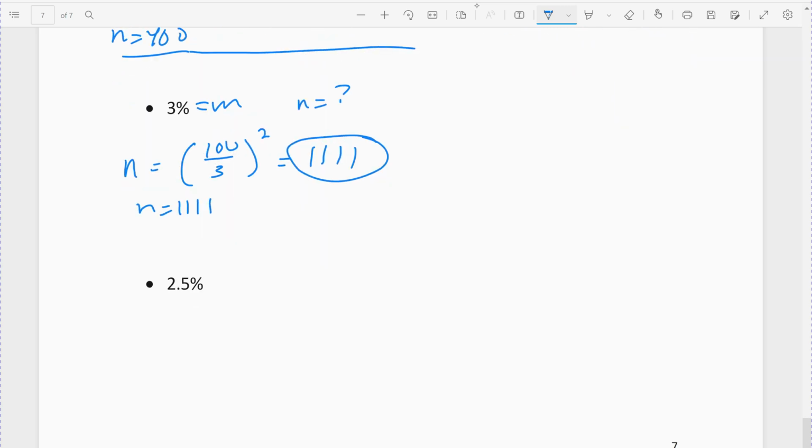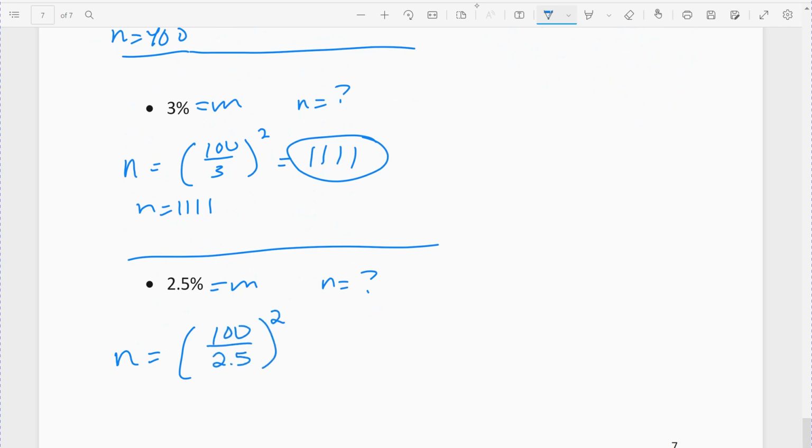All right, the last one, 2.5. Again, that's my margin of error, and I want to find my sample size. So my sample size is equal to 100 divided by the 2.5% error and squaring it. Same thing, I'm just going to type it all in one shot. Make sure you take the 100 divided by 2.5 in parentheses and then square it. 100 divided by 2.5 does come out nicely to 40, and if you just square 40, that's 1,600. So to get a 2.5% margin of error, you need to take a sample of 1,600 people to get that good of a margin of error, that small of a confidence interval.